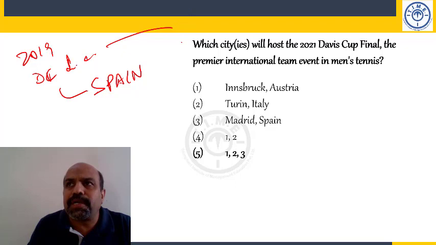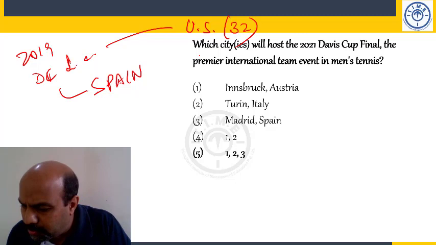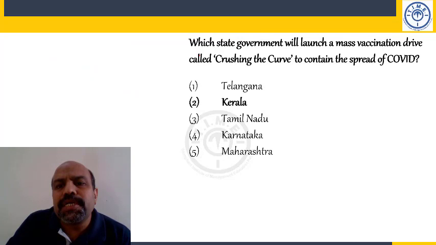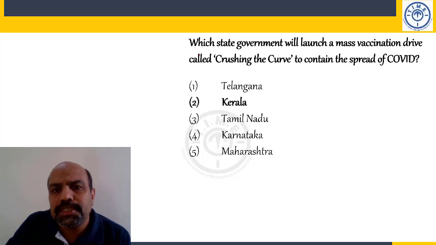What's the country? United States. 32 titles. Okay. So, next. Which state government would launch a mass vaccination campaign, a vaccination drive to call crushing the curve to contain the spread of COVID? Kerala.